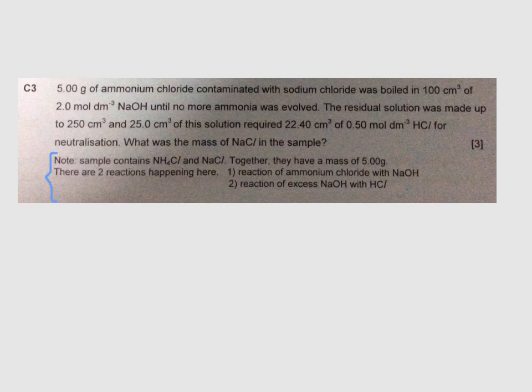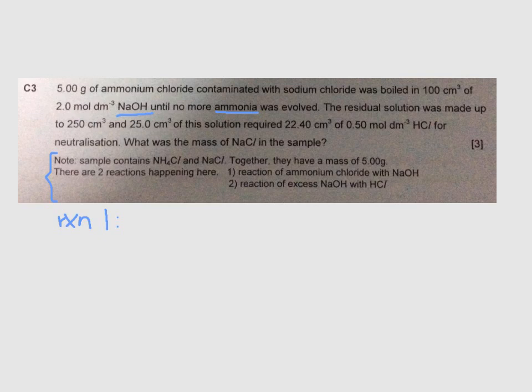So reaction number 1 is between NaOH and either ammonium chloride or sodium chloride or both. But in this case, you will know that reaction 1 is definitely not between sodium chloride and sodium hydroxide, because sodium chloride is a neutral salt, so it will not react with your base. Another hint given in the question that it must be reacting with ammonium chloride is that ammonia gas was evolved. So ammonia gas directly links to ammonium chloride, so it must be a reaction between NaOH and ammonium chloride.